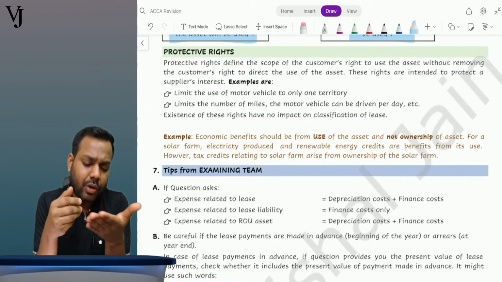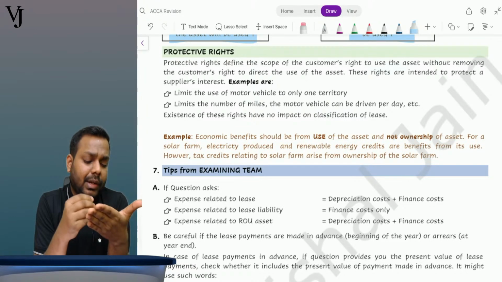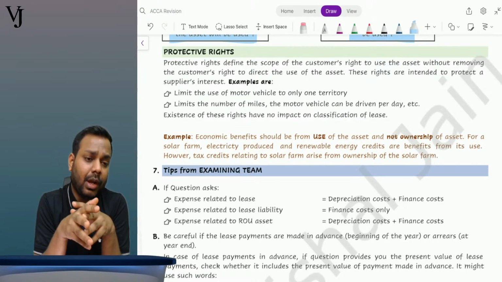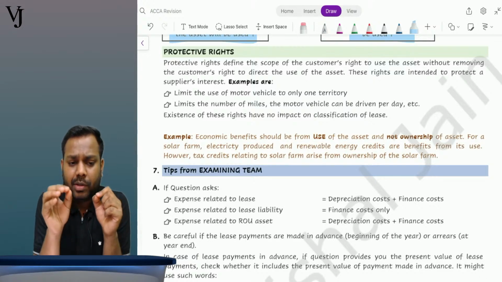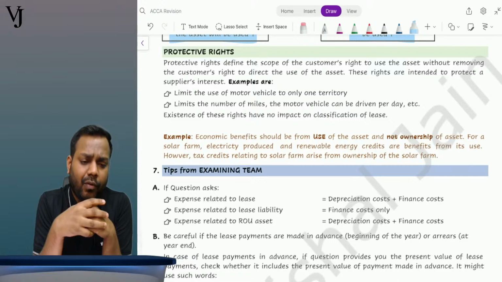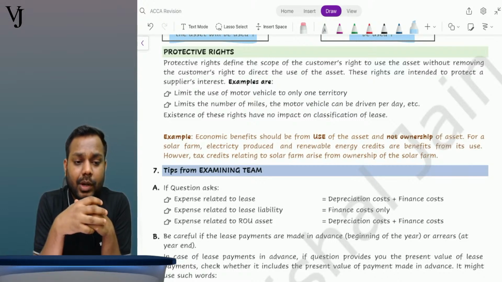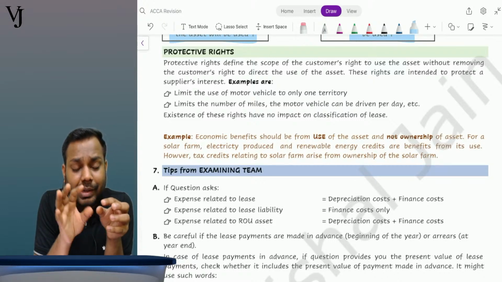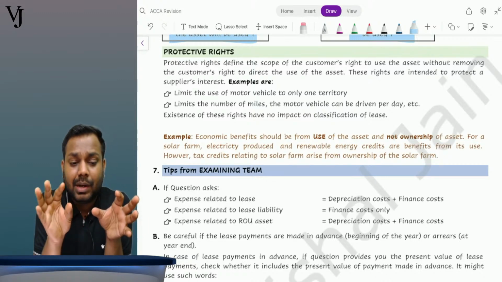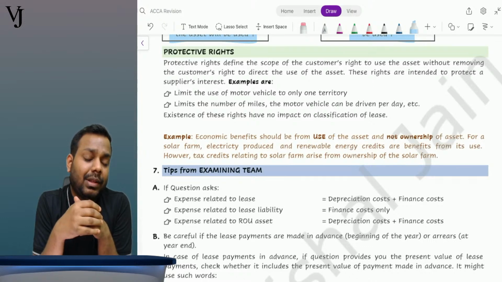Now when I was going through the contract, it was mentioned that you cannot take this vehicle out of the premises of Bangalore city, and you cannot drive more than 2000 kilometers per day. Tell me, why are they restricting the use? To protect their interest in the asset. That's the reason.